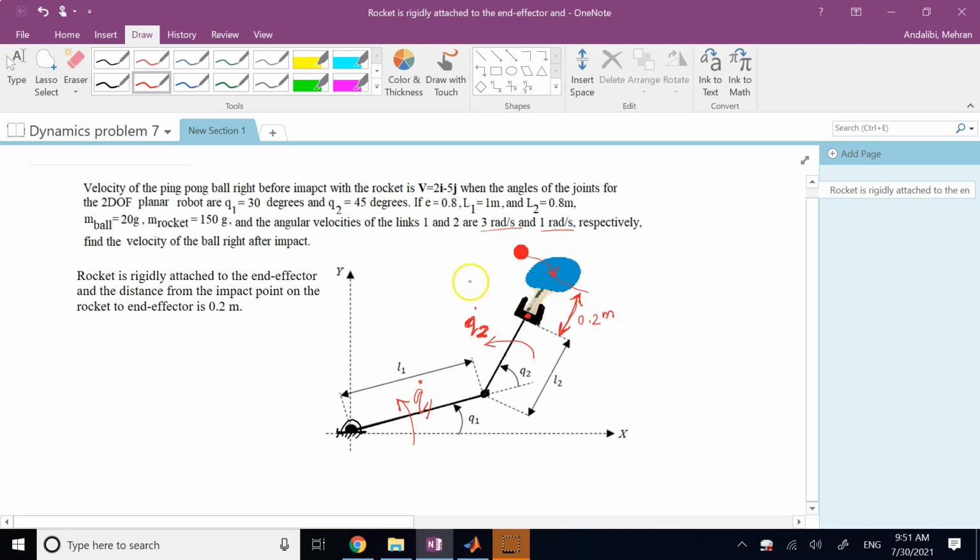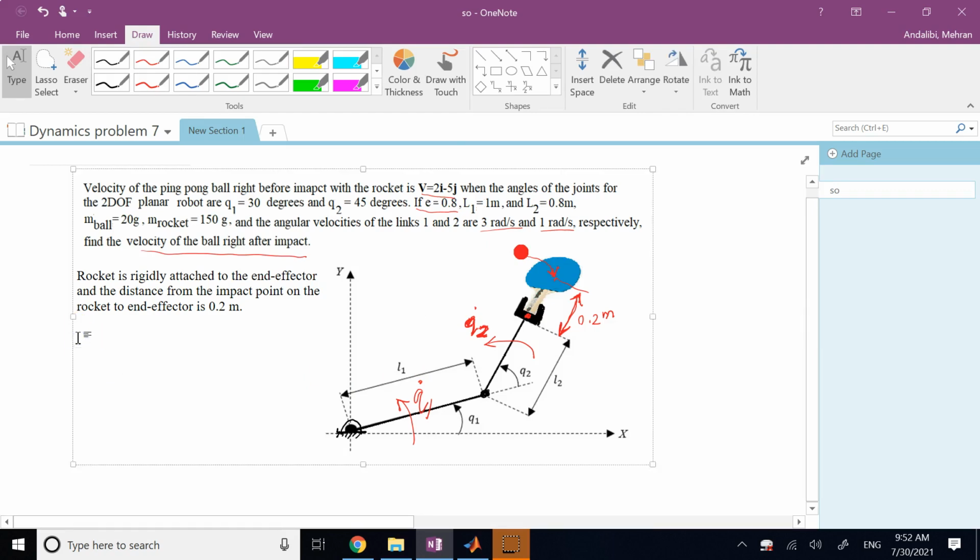And now the mass of the racket is given as 150 grams. The mass of the ball is given as 20 grams. E, the coefficient of restitution, is given as 0.8. The velocity of the ball is given right before the impact. It is 2i minus 5j, right when it hits the racket. You want to find the velocity of the ball right after impact, okay? And one other thing here is you can neglect the effect of the impact on the velocity of the racket.